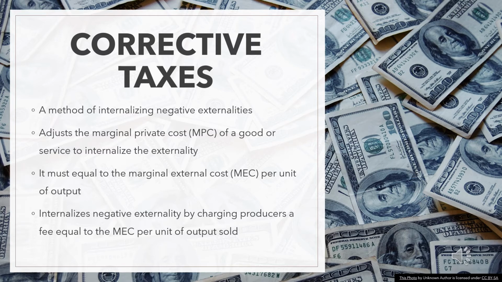Corrective tax in chapter 3 is a method of internalizing negative externality. It adjusts the marginal private cost, MPC, of a good or service to internalize the externality. It must equal the marginal external cost, MEC, per unit of output. It internalizes negative externality by charging producers a fee equal to the MEC per unit of output sold.